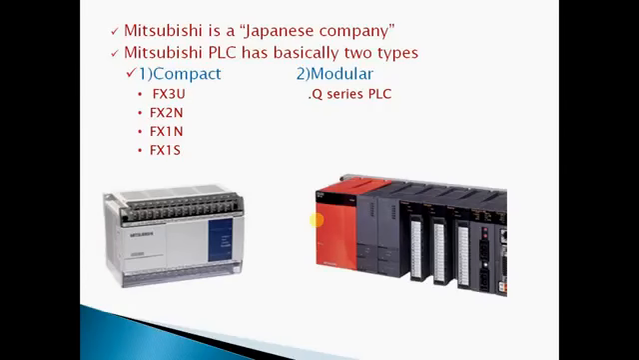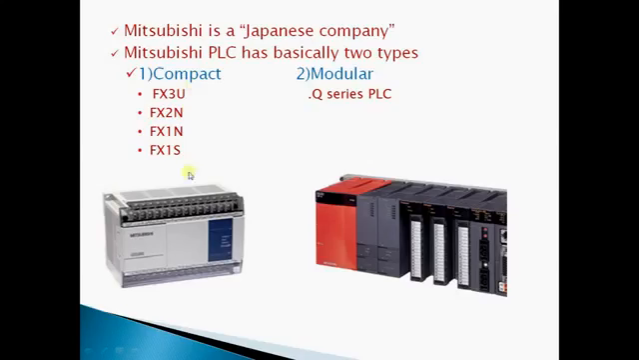Now Mitsubishi is a Japanese company, and Mitsubishi PLC has basically two types: the first one compact type and the second one modular. In compact type we have FX3U, FX2N, FX1N and FX1S. In modular type PLC we have the Q series PLC, and this is a picture of the Q series PLC, and this is a picture of compact type PLC.